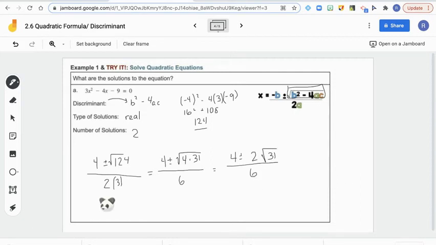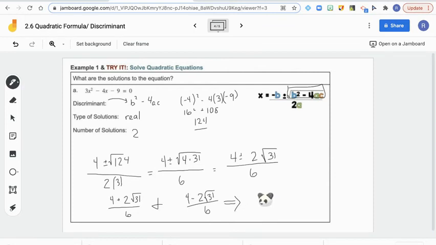Over 6. And so what that means is one of our answers is 4 plus 2 times the square root of 31, all divided by 6. And one of our answers is 4 minus 2 times the square root of 31, all over 6. Now remember that our answers always have to be in that a plus bi form.